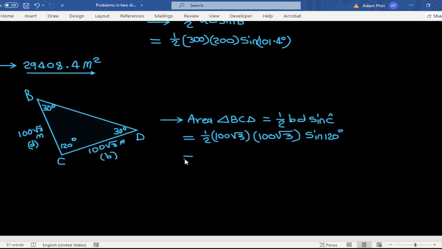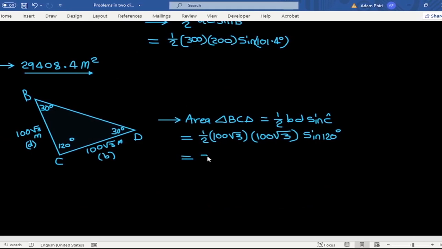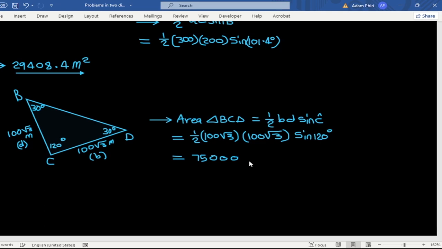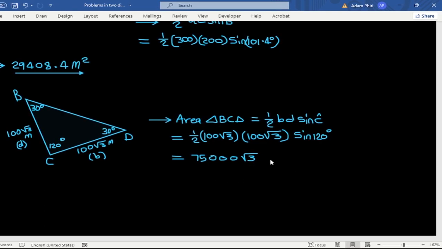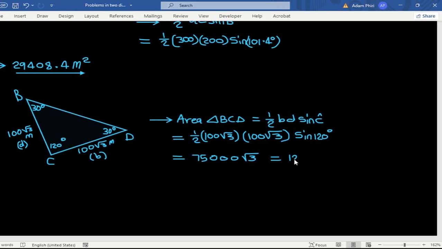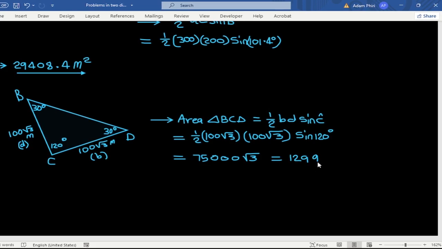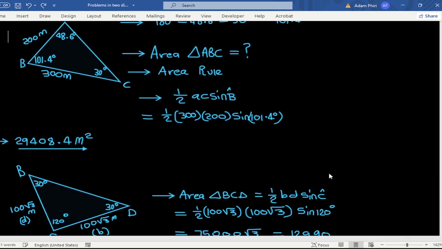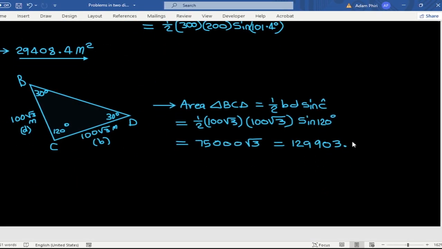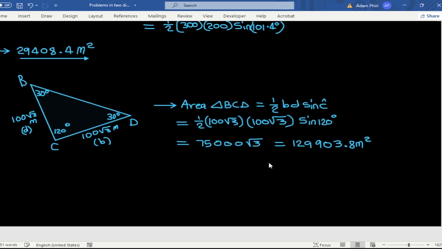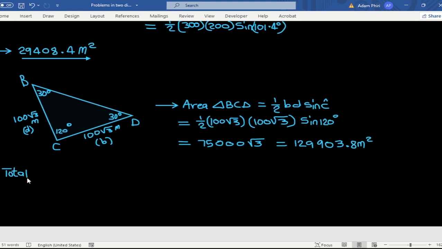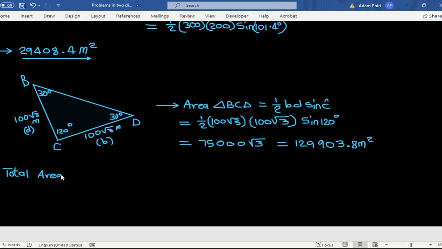Punching that on the calculator gives us 7500 root 3, which is equivalent to 129,903.8 meters squared. Now to find the total trapezium area, we add the areas of the two triangles.